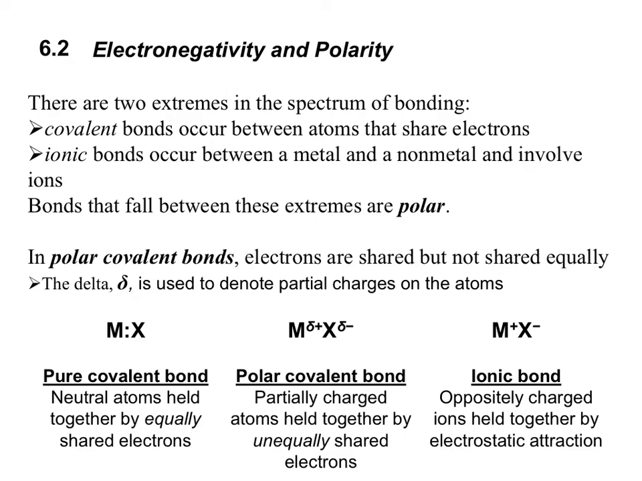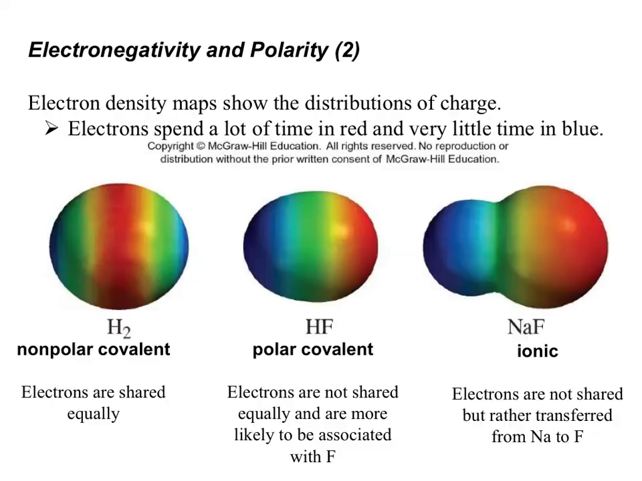So as a summary, bottom left, pure covalent bonds, these have neutral atoms held together by equally shared electrons. Center, you have the polar covalent bond, which is partially charged atoms held together by unequally shared electrons, and we show these partial charges with a delta plus and a delta minus on the atoms. And then finally you have ionic bonds, where oppositely charged ions are held together by electrostatic attraction, like full charges.